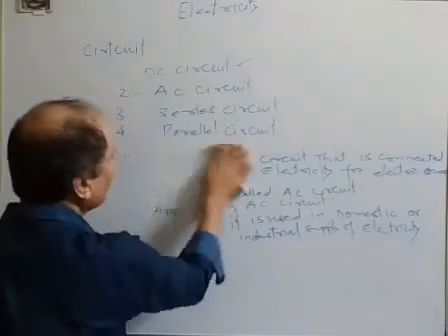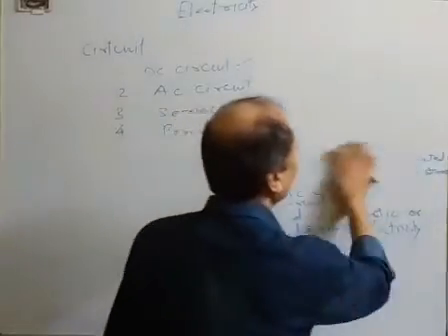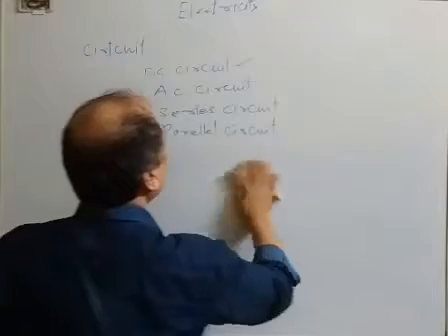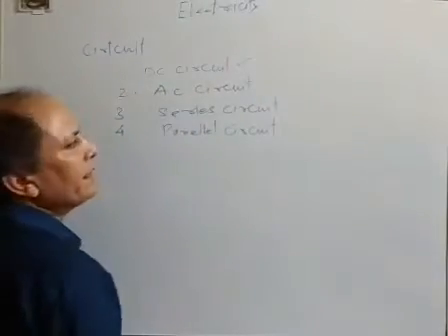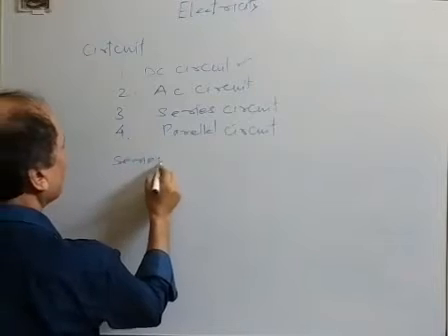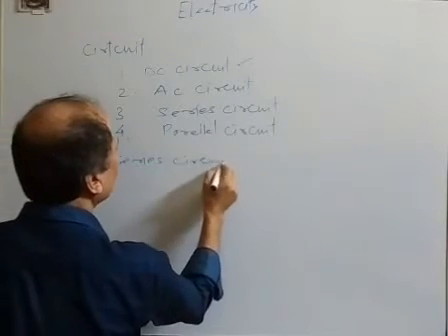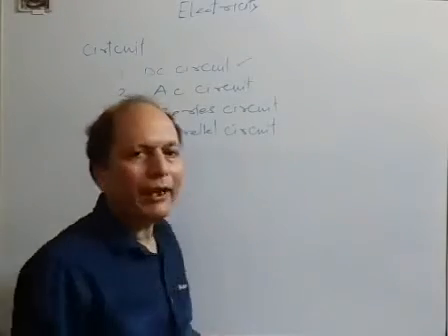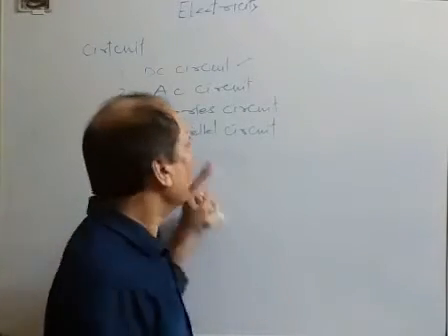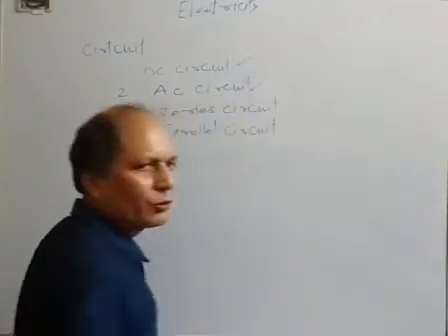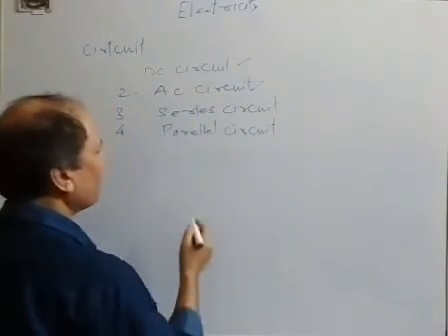After that, it was the second type of circuit. Now the third circuit we will see here, that is an important circuit: series circuit. But previously, before the series circuit, I want to give you the symbol and notation of AC circuit. So see about AC circuit.